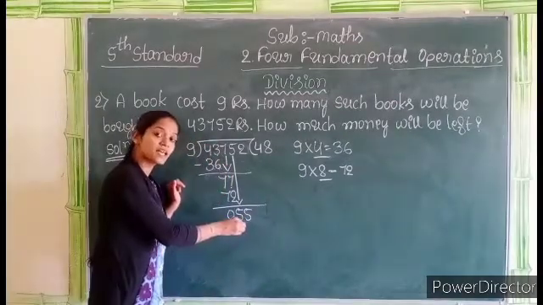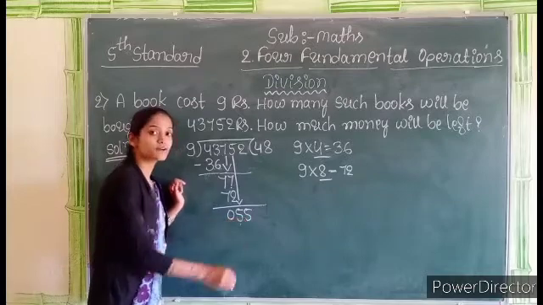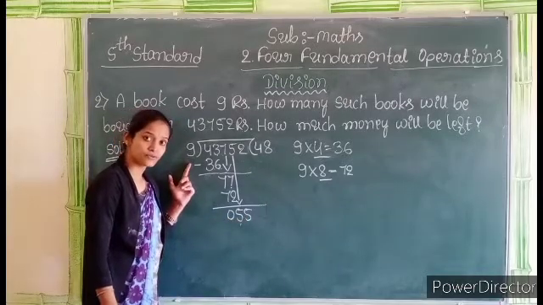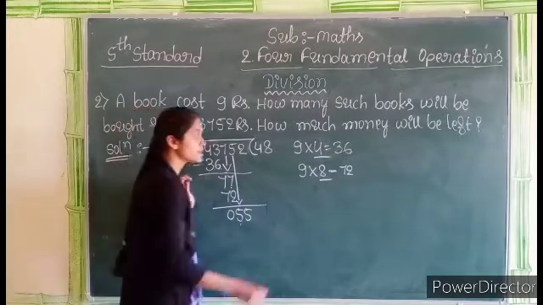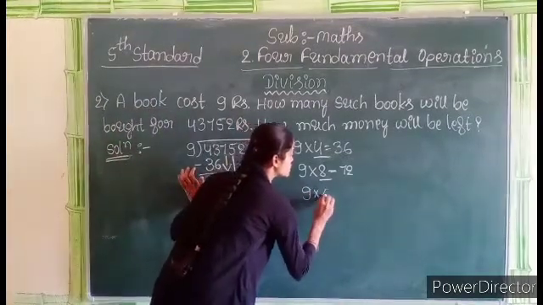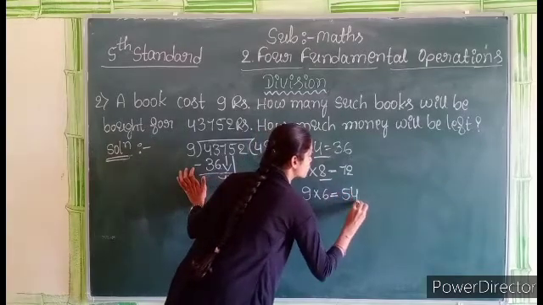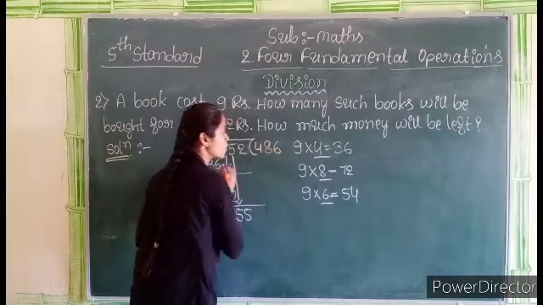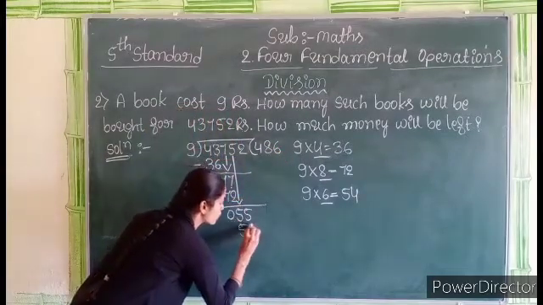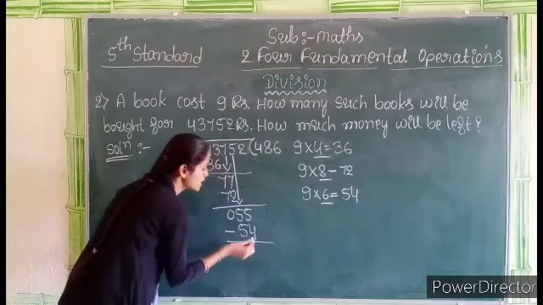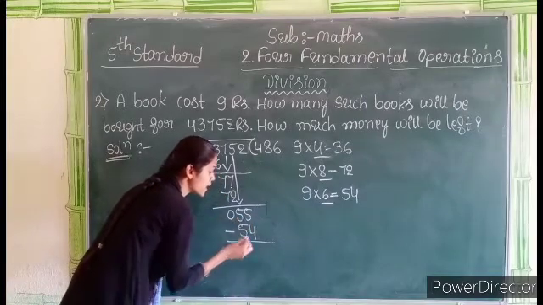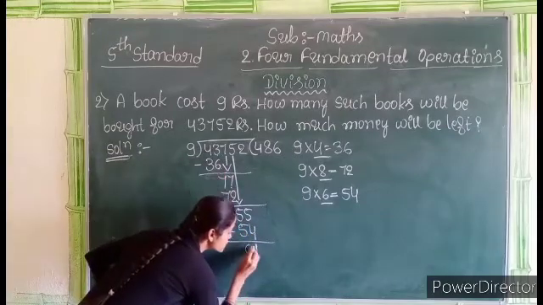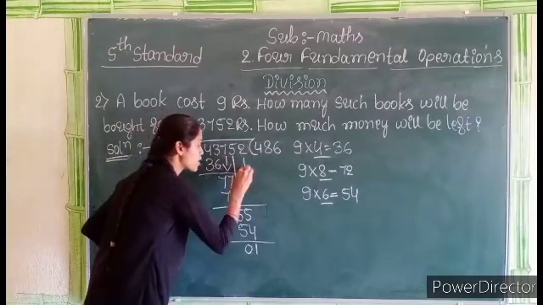Which number is near or less than this 55 in the table of 9? That is 54. We get 9 into 6. 9 6s are 54. 6 should be written in the place of quotient. 54. Now we have to subtract 54 from this 55. 5 minus 4, that is 1. 5 minus 5, 0. We have to bring down this 2.